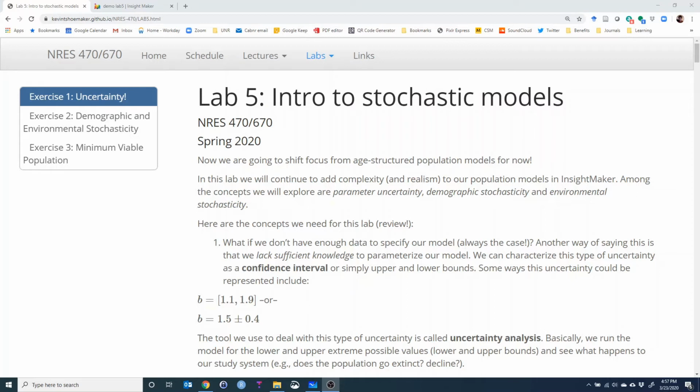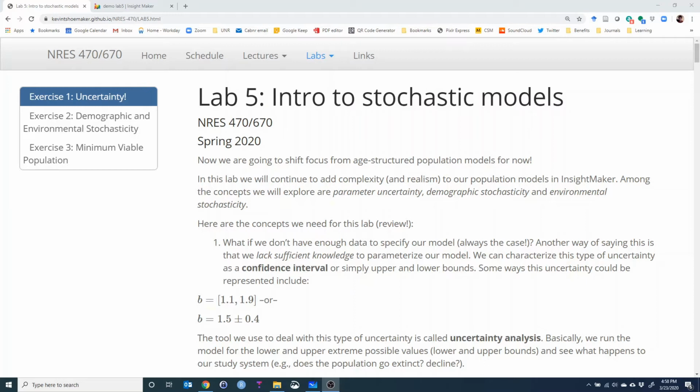Okay, welcome to Lab 5, Intro to Stochastic Models. Now, we've spent several weeks going over age-structured population models, matrix population models. We're going to switch gears right now, and we're going to have a chance to practice with stochastic simulation models.